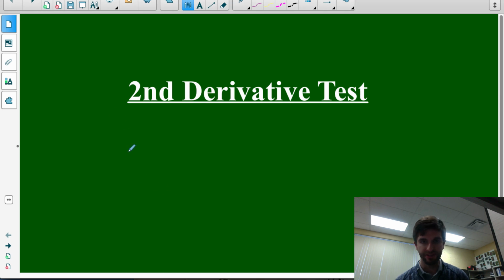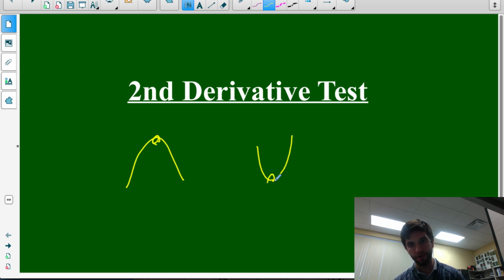The second derivative test is a test we can do to check and see if a critical point on a function is perhaps a local max, perhaps a local min, or perhaps neither. But to verify that, we would have to use the first derivative test.